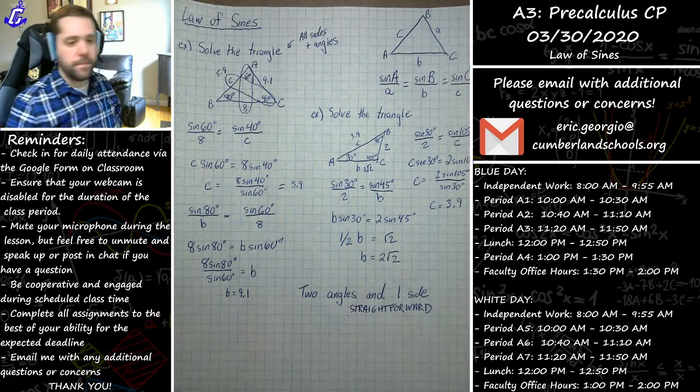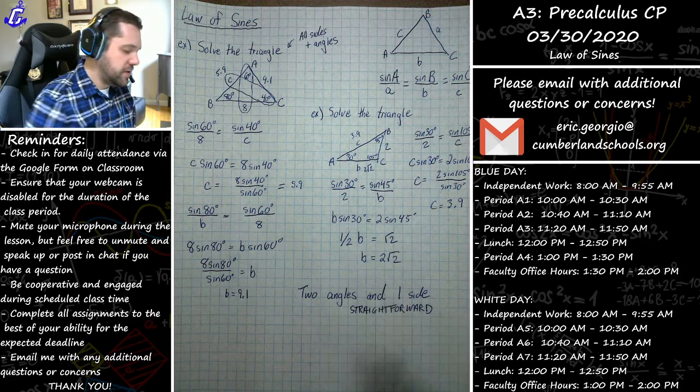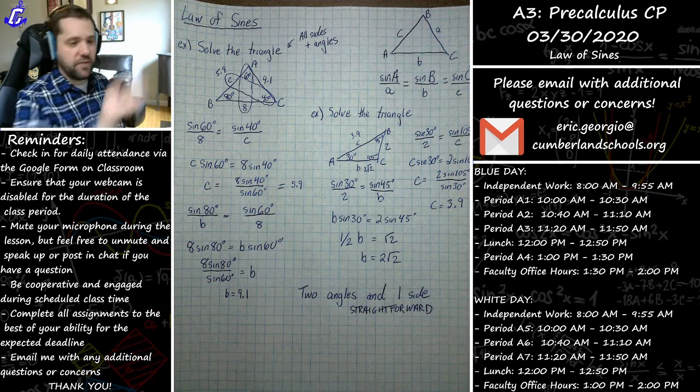Okay, straightforward. Did I spell straightforward right? I hope so. It's not 2 words. Straightforward. I think it's very direct as to what you need to do. Like these 2 examples, it is very clear how we set things up.